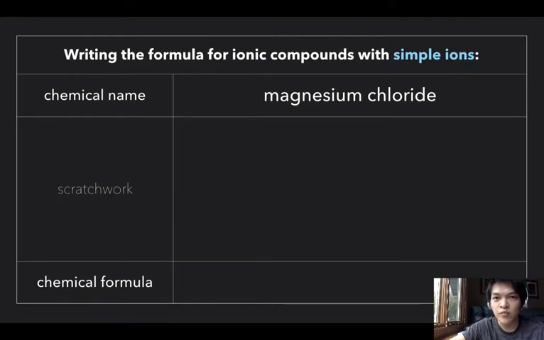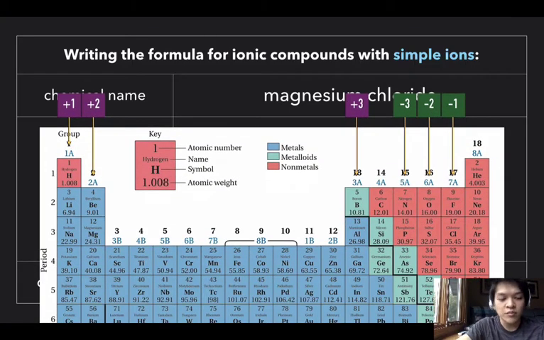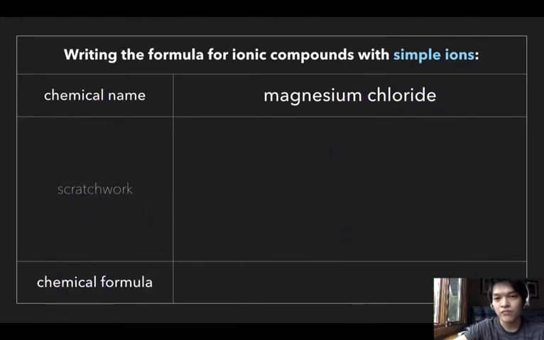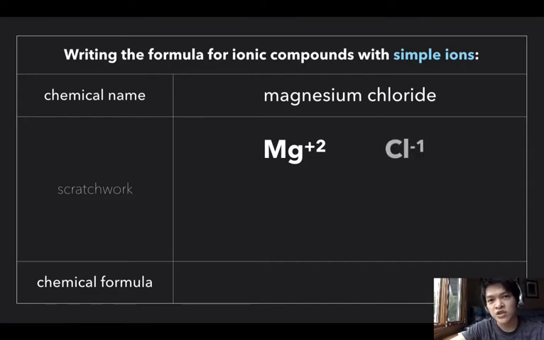So what we have here is magnesium chloride. We're going to need to know the charge of magnesium and chloride. So we take a look at our periodic table. Magnesium is found in the second column, so it has a +2 charge. Chloride is found in the 7A column, so it has a -1 charge. Remember those, because we're going to list them. Magnesium has a +2 charge. Chloride has a -1 charge.